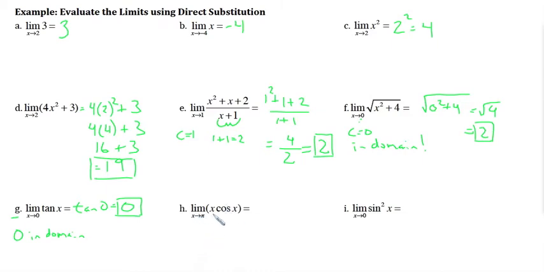Now looking at our next one, here we have x times cosine x. So this is going to be the property where it's multiplied, so we could find the limit of x as x goes to pi, and then the limit of cosine x as x goes to pi, and multiply those together. Now it turns out that pi is in the domain of the cosine, so we can just use direct substitution. And we get pi times cosine pi. Okay, cosine of pi is -1. So our limit is -pi.